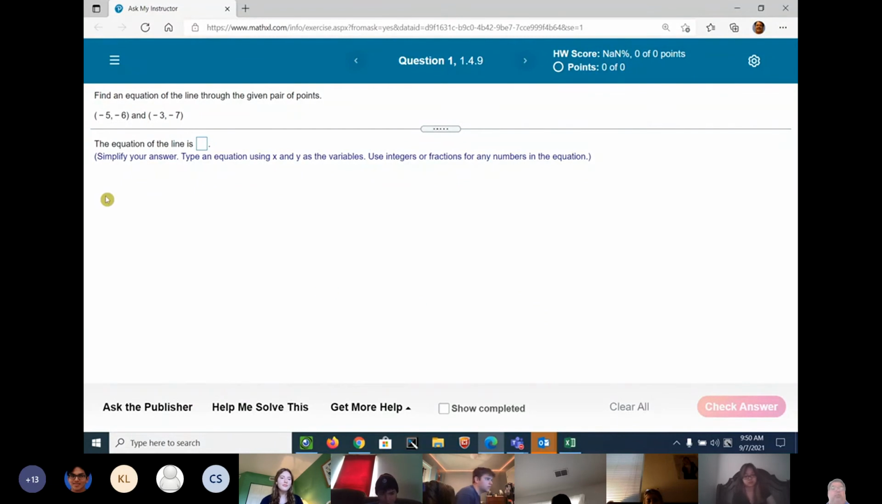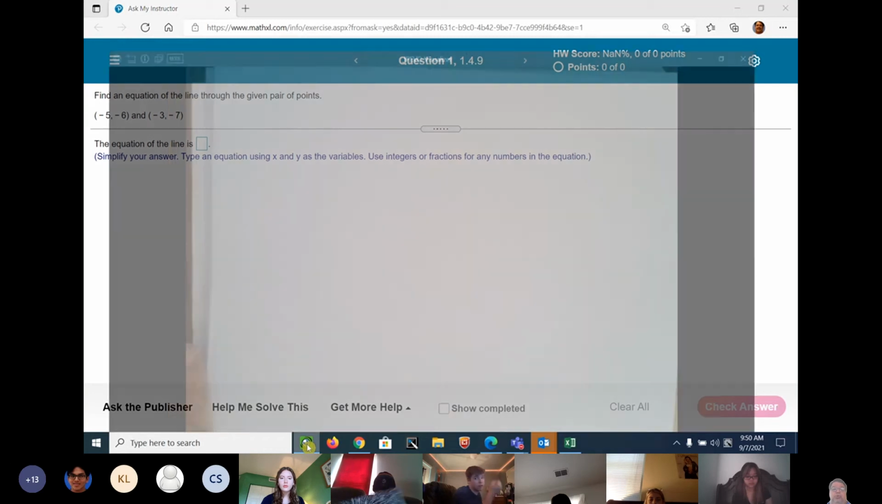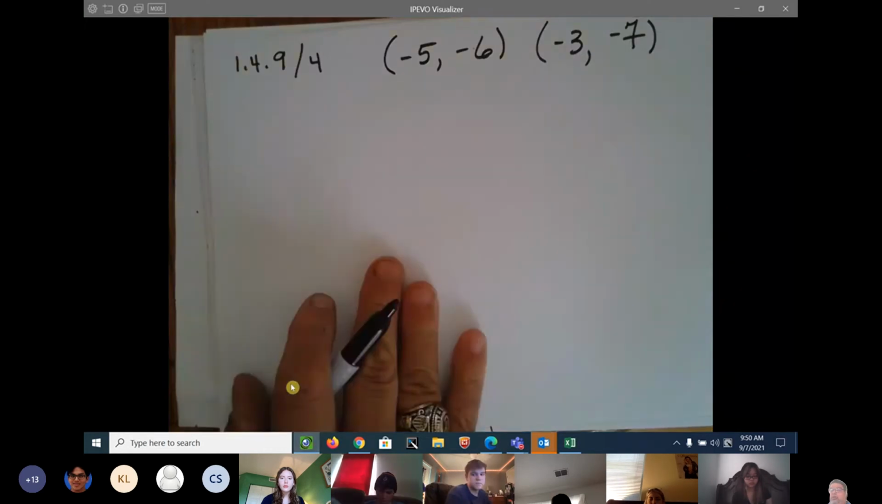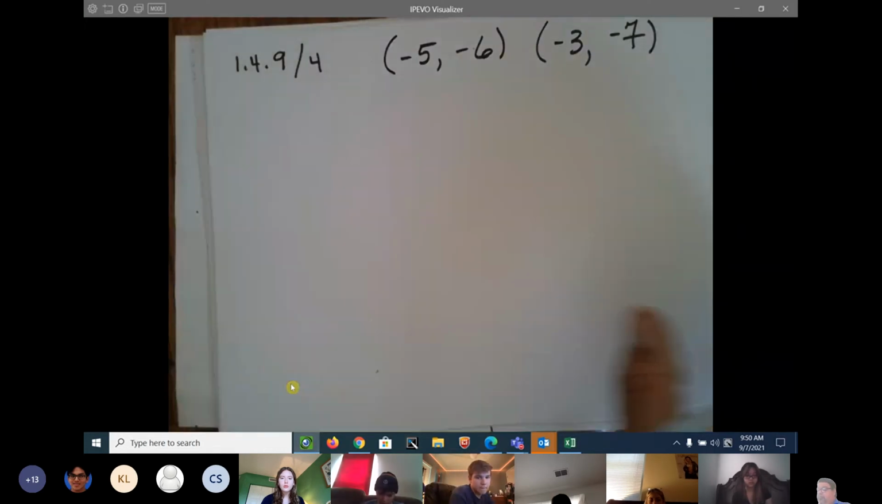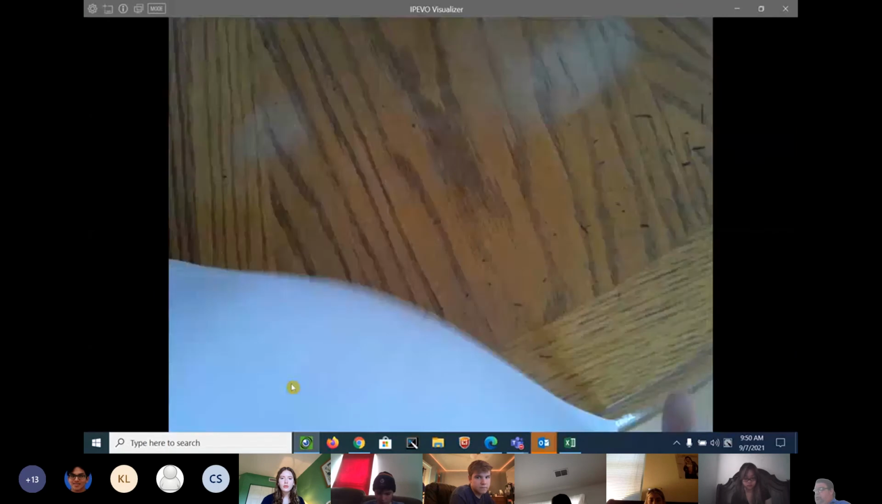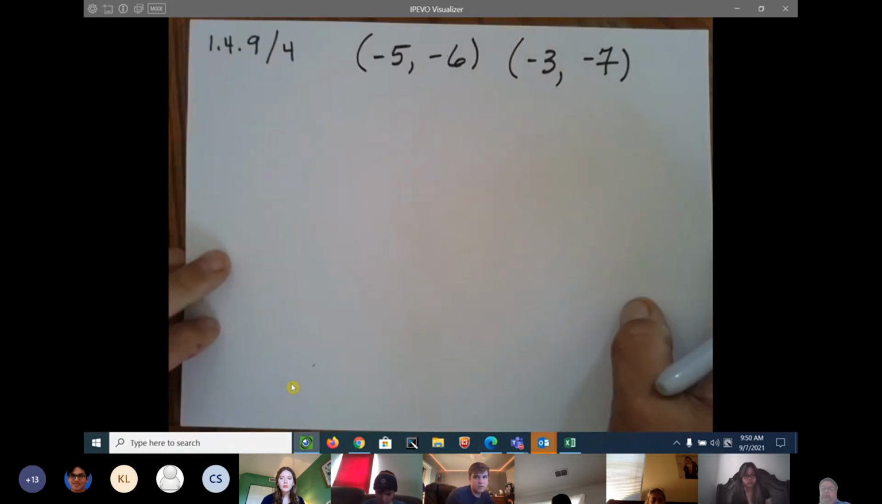All right, so here we go. What does it say? I don't care what it says. Let's write down the points: -5 and -6, and -3 and -7. I don't care what the directions say because I'm going to do kind of a review section here with this problem. There's 3 things you can do with these points.